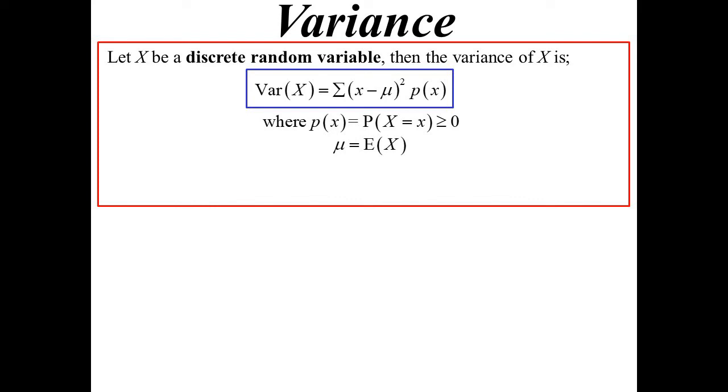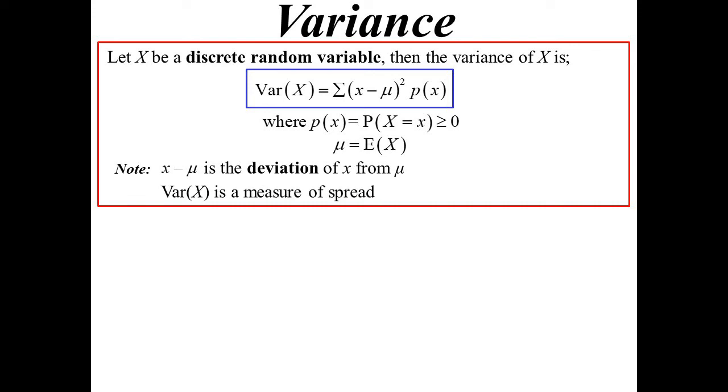Now, x minus mu is what we call the deviation, not the standard deviation, but the deviation. So sometimes you get positive numbers, sometimes you get negative numbers, depending on whether it's above or below. That's why in the formula we square it, so that way they always become positive numbers. And variance is, as I was saying, a measure of how spread out the data is.